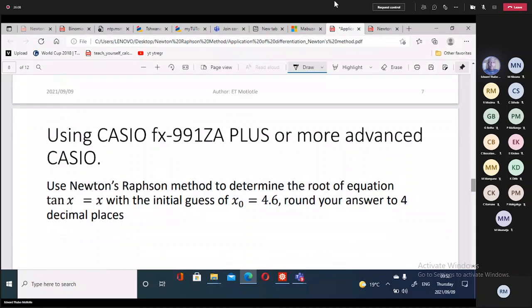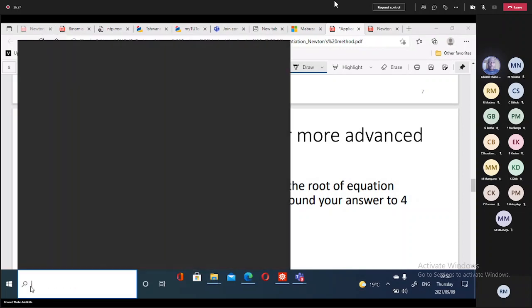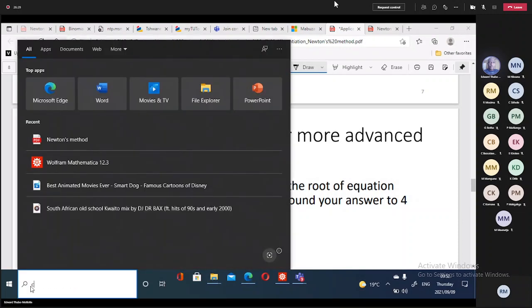Now I'm going to solve the same problem that we have above there. You know the answer. Using the Newton-Raphson method to determine the root of the equation tan x equals x with initial value x0 equals 4.6, and then we have to round our answer to 4 decimal places. Now, I don't know if my calculator here will work. Casio.